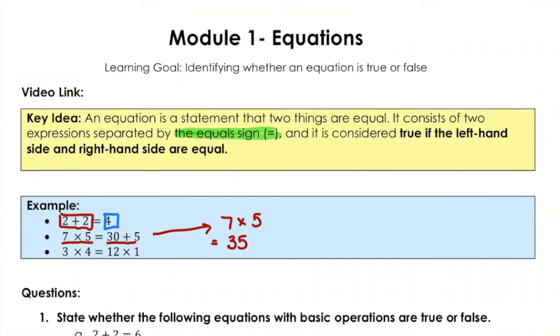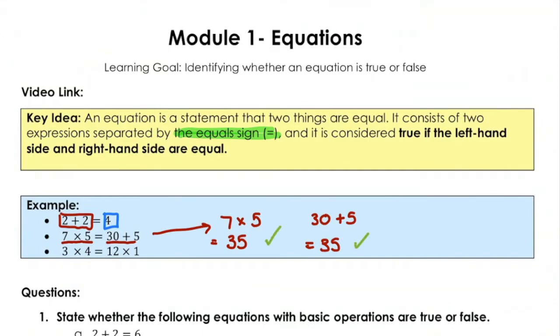For this to be a true equation, the other side, or the right-hand side, must be equal as well. We have a look, 30 plus 5 is equal to 35. Therefore, if both of these are correct, then this is a true equation. Now, both sides of the equation can look different. They can involve subtraction, addition, multiplication, and division. As long as both give the same value, we can say that the equation is true.